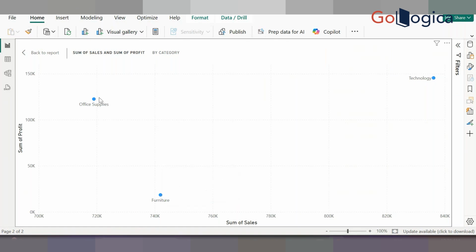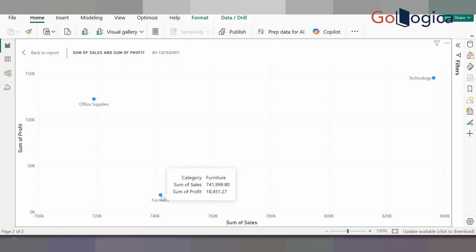You can see here, office supplies has done much lower sales. There it was 7,42,000. Here it is only 7,19,000, which means 23,000 less in sales, but still the profit is 1,22,000. Furniture has 23,000 more sales than office supplies. But when it comes to profit, how much is it? There it is 1,22,000. Here it is only 18,000. That is 1,04,000 less profit. With the higher sales, we have a lesser profit.